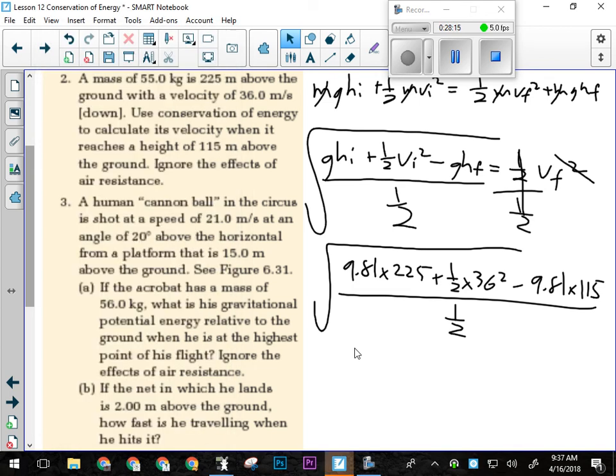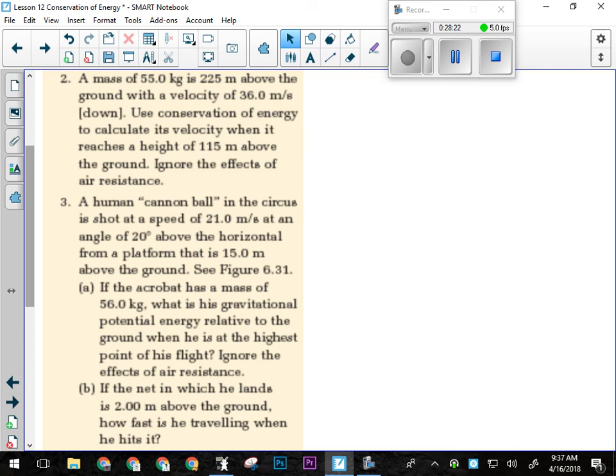Okay. Now, number 3 is one you would never have gotten in Science 10, because not only is it a law of conservation of energy question, but it also incorporates projectile motion, which is something we covered in the first unit. So not something you covered in Science 10.